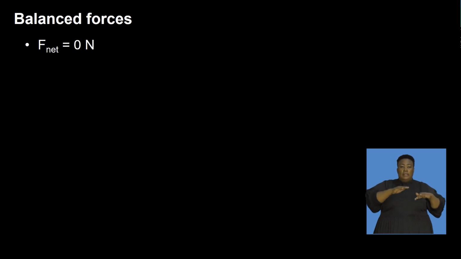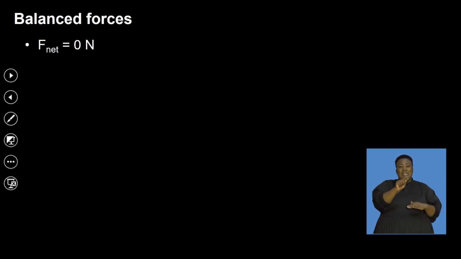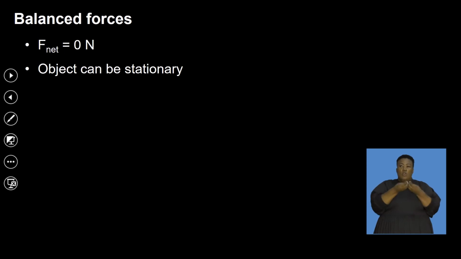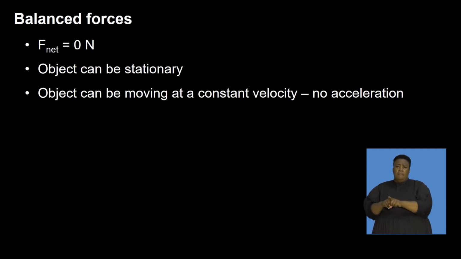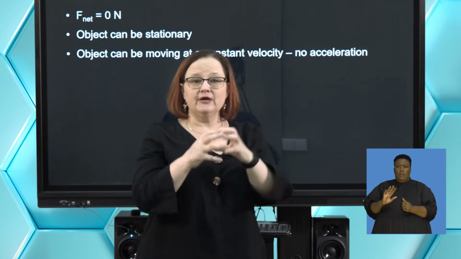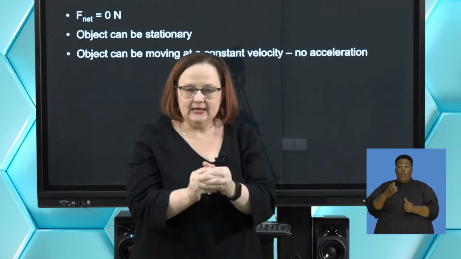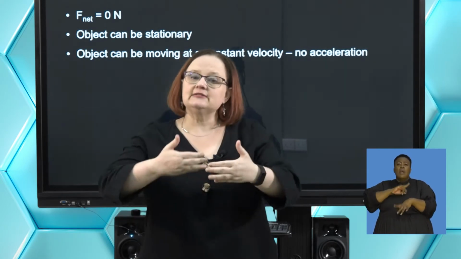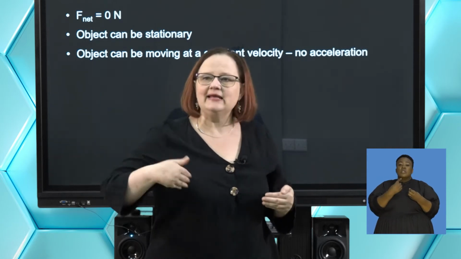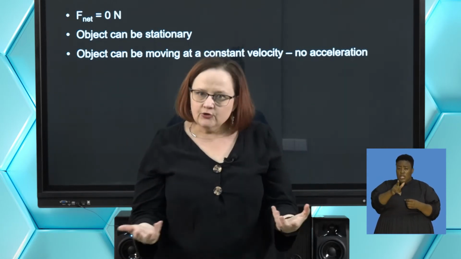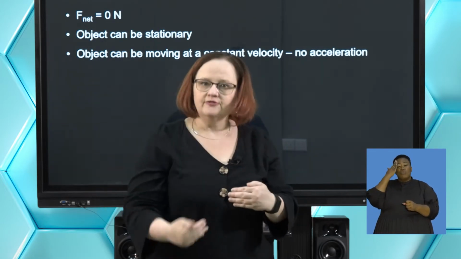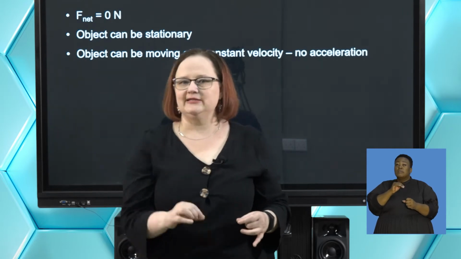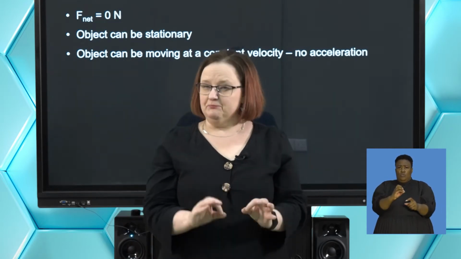Now, let's summarize it first. Balanced forces mean net force is zero. It also means the object can be stationary or it's moving at constant velocity. No acceleration. Acceleration is zero. I'm making a big emphasis out of this because it's something that gets implied in a question. So they'll tell you that an object has got constant velocity. You need to know that that means acceleration is zero. They won't tell you that. It's implied, okay?